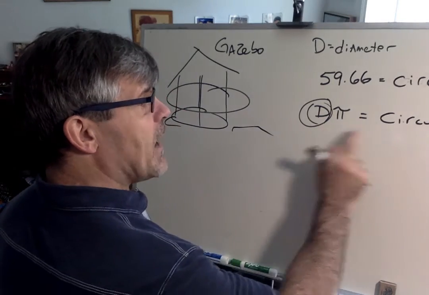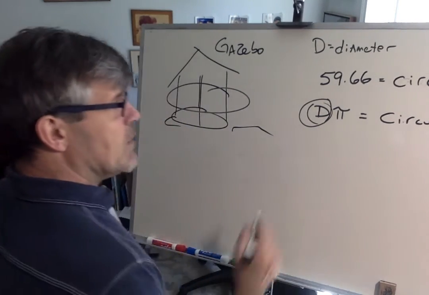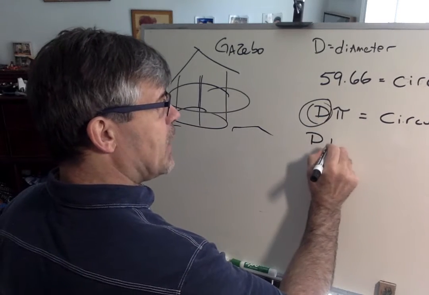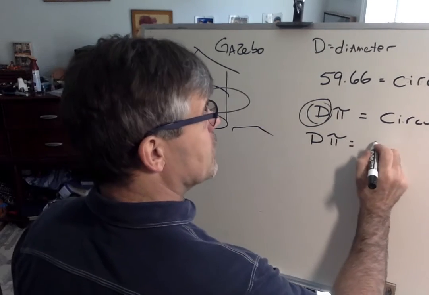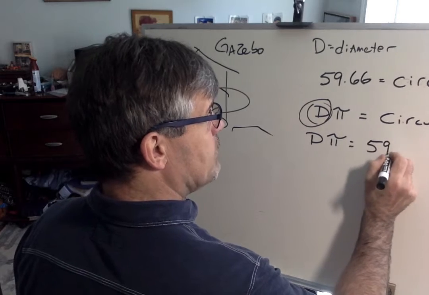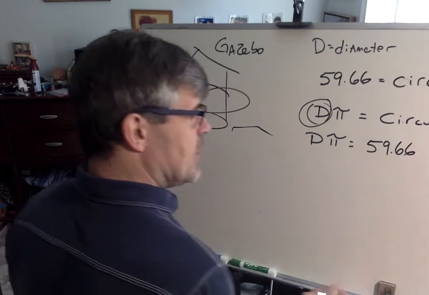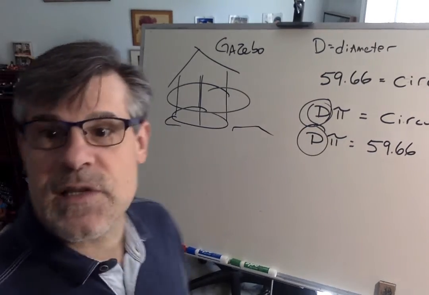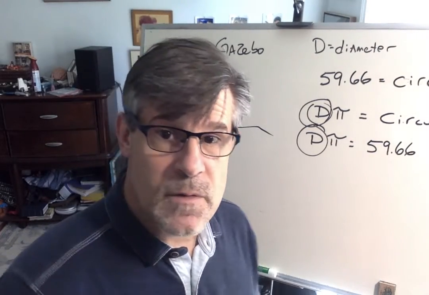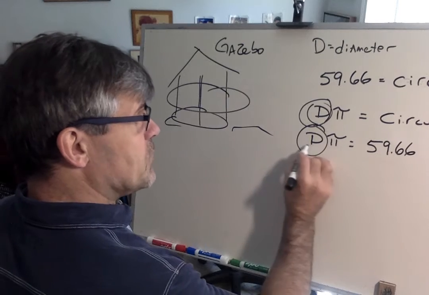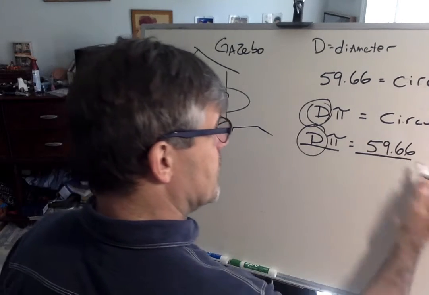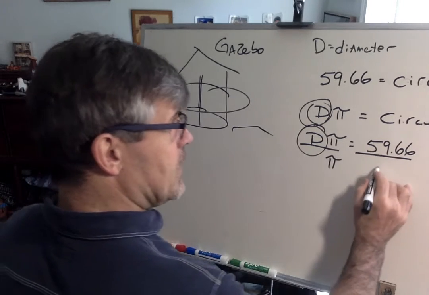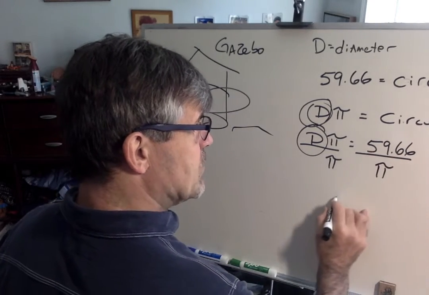So my question to you is, what are we going to divide this by? We have the circumference right here. So we have d times pi is equal to 59.66. I want to find out the diameter. It's just like isolating the variable. I'm going to divide both sides by pi.